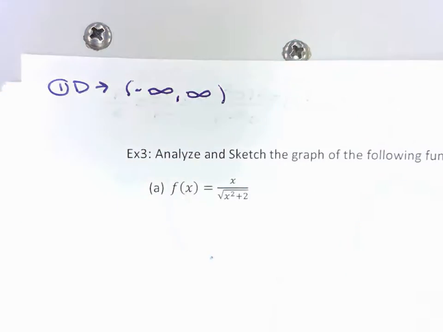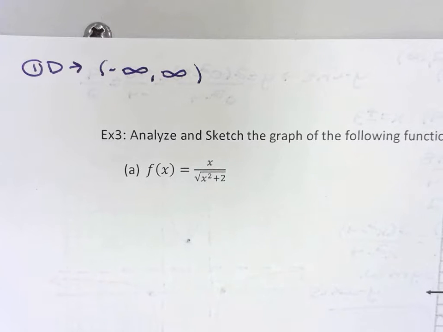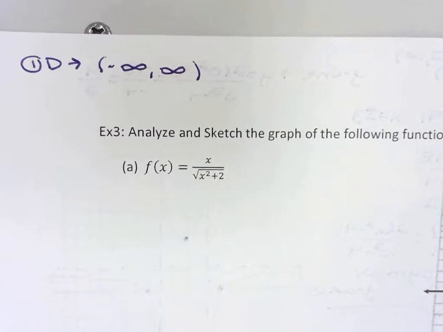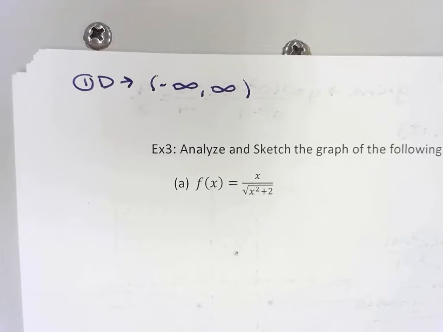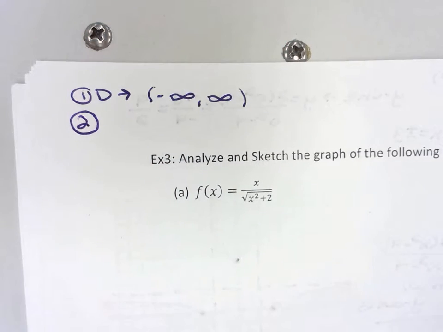So this one, even though you had a rational function and a square root, there's no way to get a 0 in the denominator or the square root of a negative. So my domain is -infinity to infinity. So that's step 1. Let's go ahead and look at step 2, which was, I forgot what I wrote down yesterday, intercepts. Is that right?